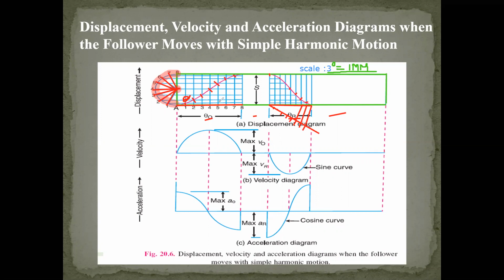So our outstroke period is 120 degrees, the dwell period is 30 degrees here, and the remaining dwell is 60 degrees here. Now we have to generate the curve by marking points. Similarly, that is given here. This type of curve is generated here. This is the procedure for construction of the displacement diagram.